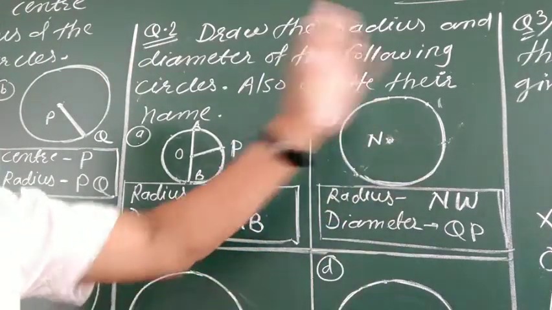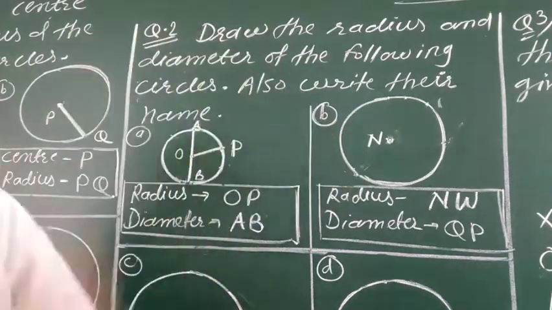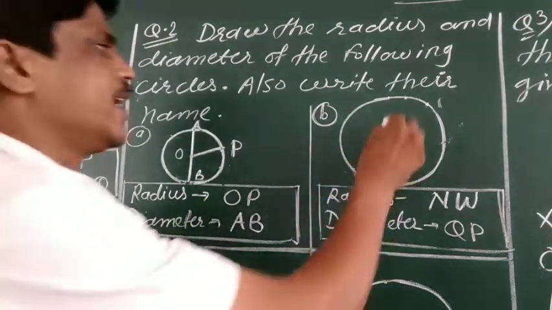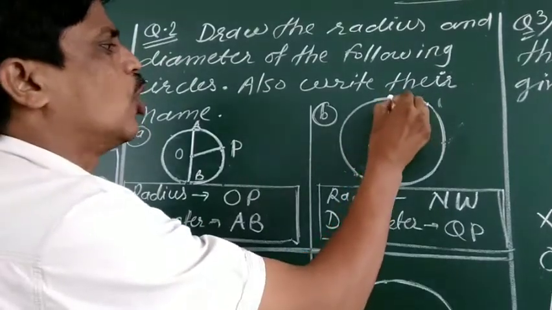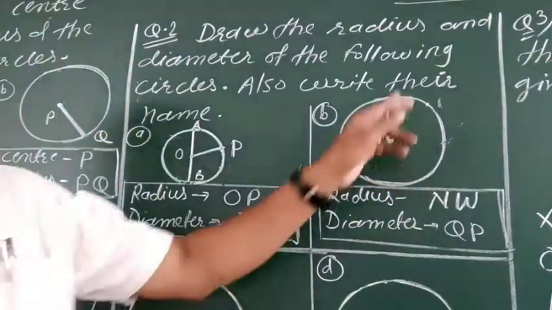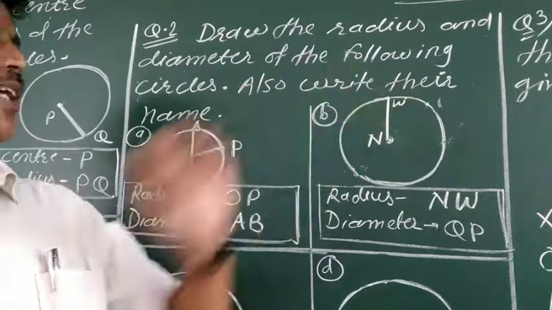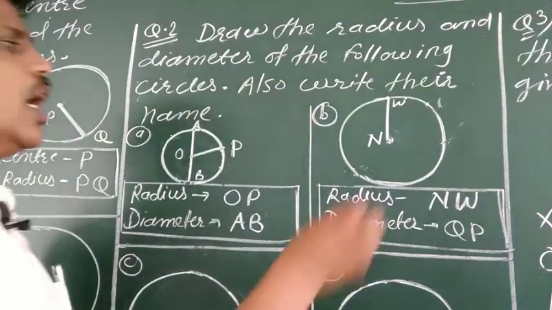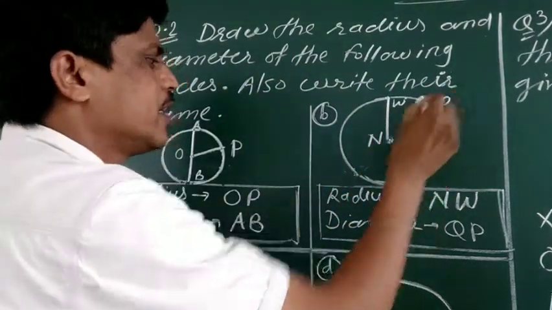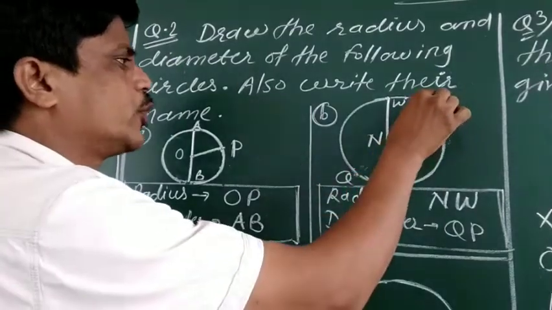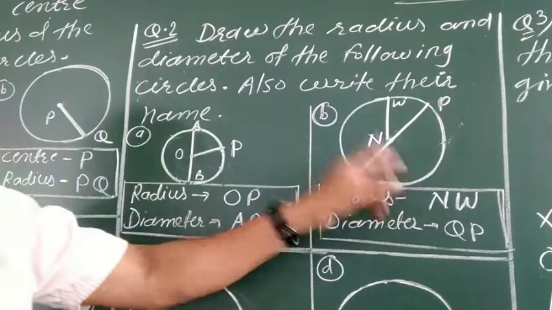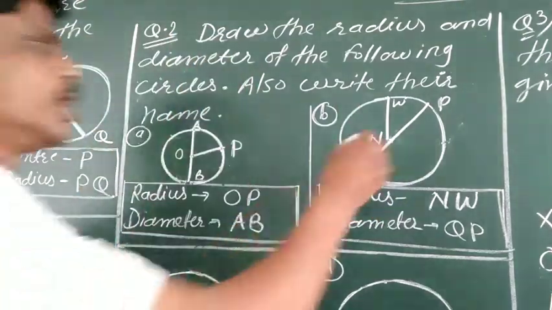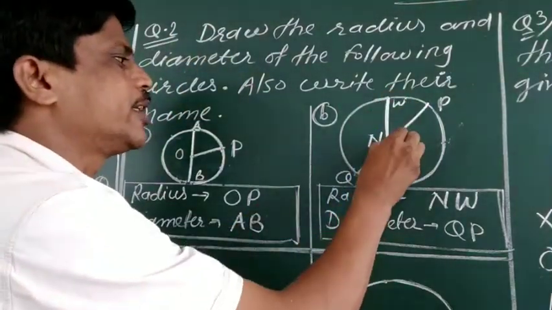Again here also we have to draw radius and then diameter. See, this is N. You can draw one radius like this. Suppose this is point W on the circle, so then NW is radius. And now this is point P and this is point Q. Now join P and Q. It passes through the center point, so this is your diameter.